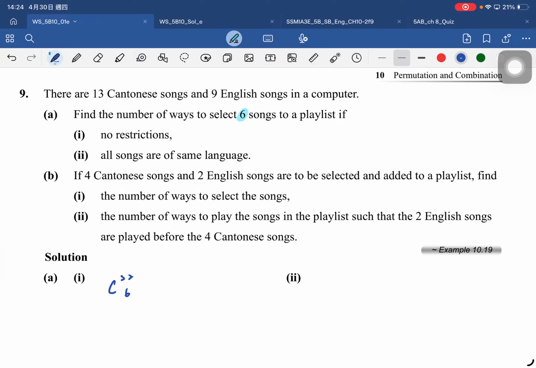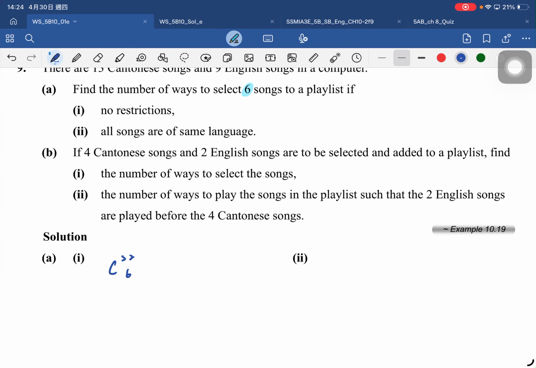I don't know why you opened your iPad, Christy, 5C Christy. Next lesson, I will collect your worksheet and have a look.